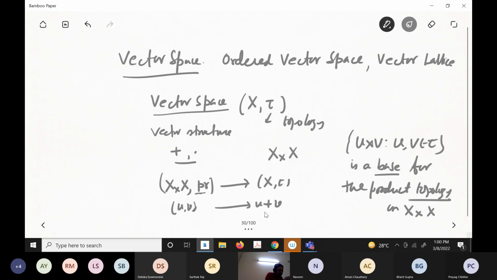And what will be my expectation? If I want the topology to be compatible with the vector structure, it has to be continuous. It need not be continuous, but suppose it is continuous. Actually, I can give you a simpler thing about what continuity will mean, if you don't want to go to the product topology definition and all these things.